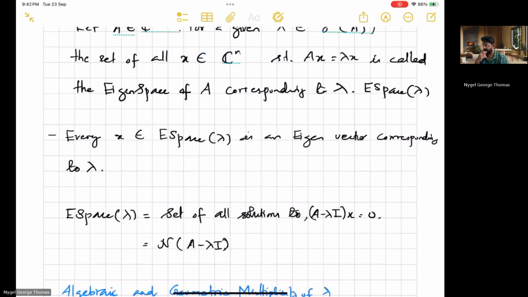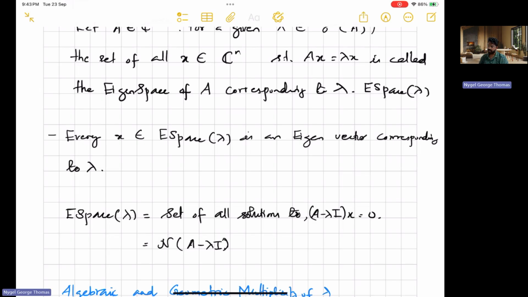So every x in the eigenspace of lambda is an eigenvector corresponding to lambda. For a particular lambda, we have not just one eigenvector, we have multiple eigenvectors. One way of obtaining multiple eigenvectors is to scale the one basic eigenvector we have. So for example, if x is an eigenvector, c x is also an eigenvector. Okay, so that is the eigenspace corresponding to lambda.